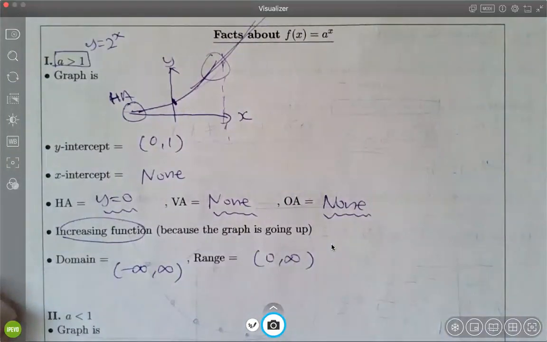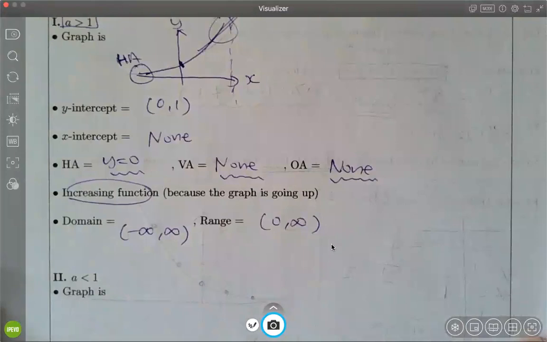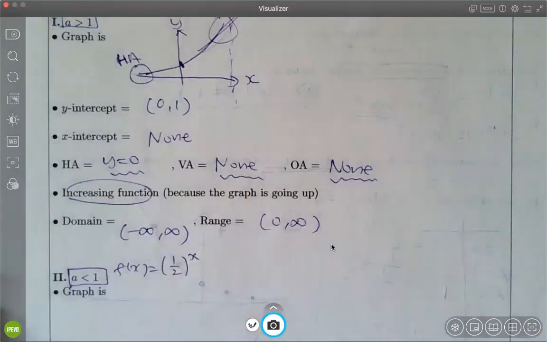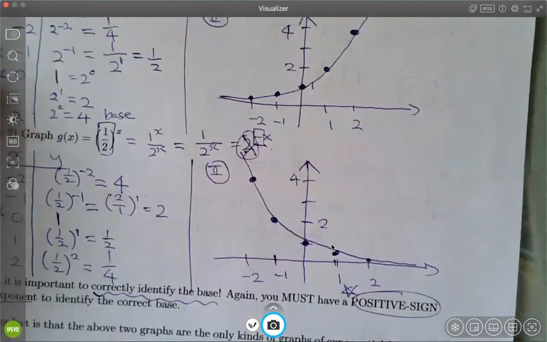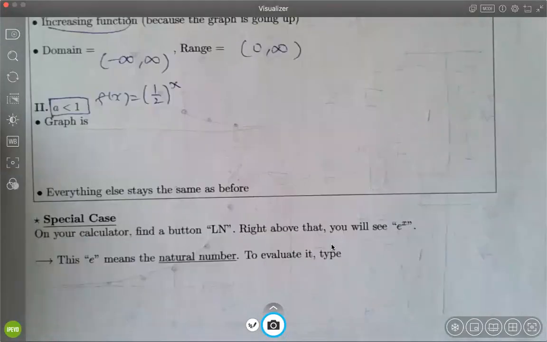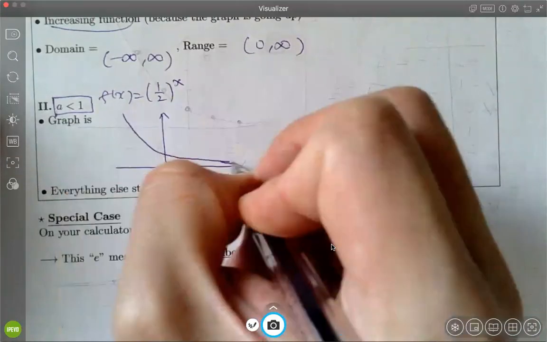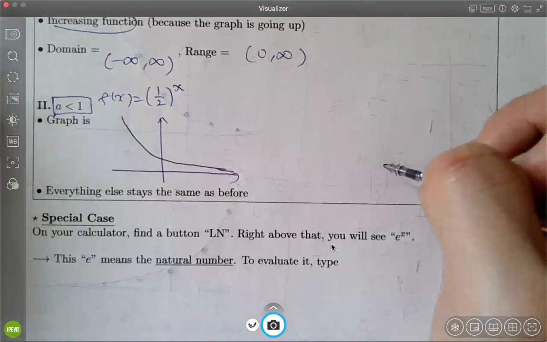Okay, so now we did the hard part. Case number 2, a is less than 1. So what does that mean? Like f of x equals 1/2 to the power x, which is example number 2. And now there, how did the graph look like? This decreasing curve, right? Okay, so same thing. The graph will have the decreasing curve. Okay, and then everything else stays the same as the previous case.